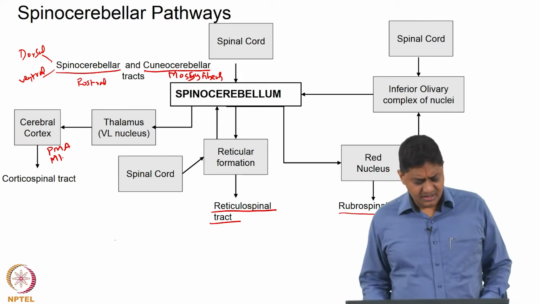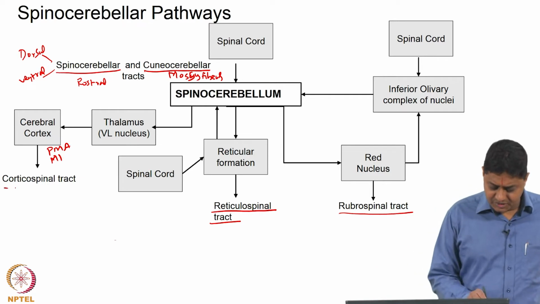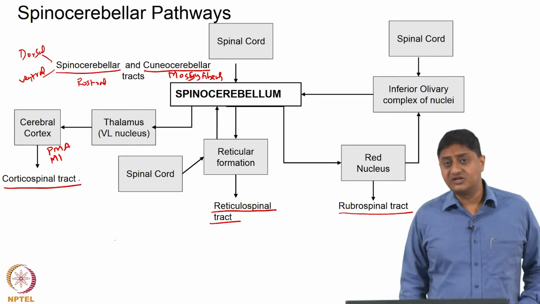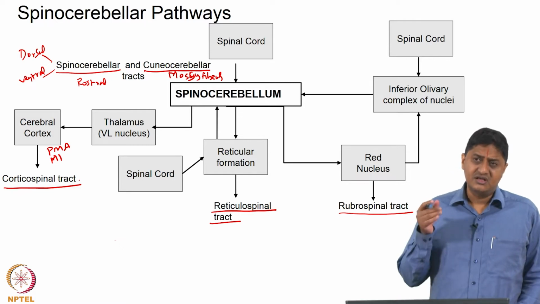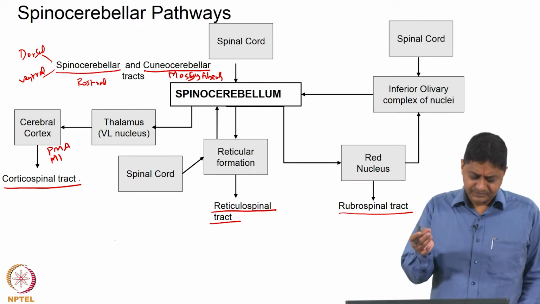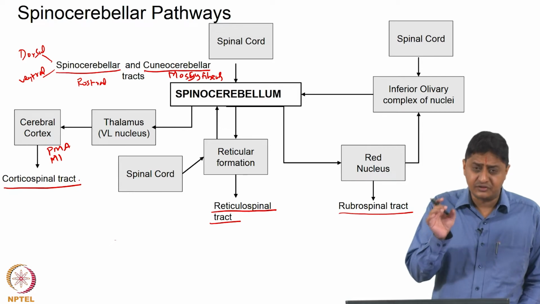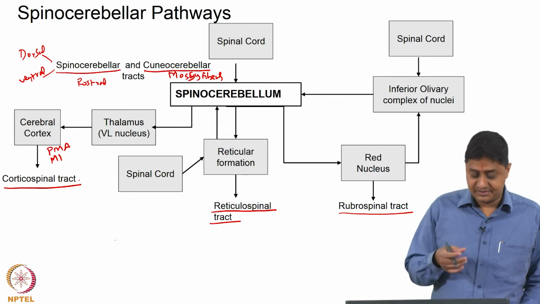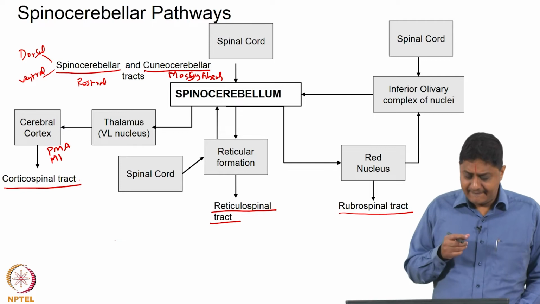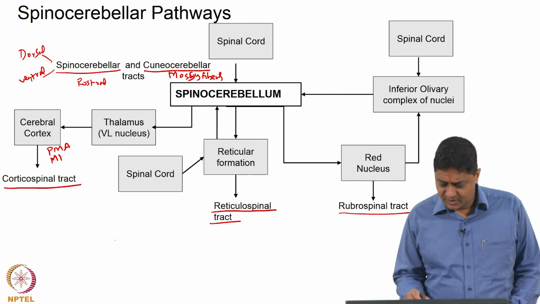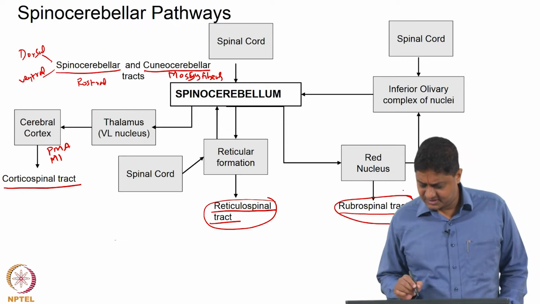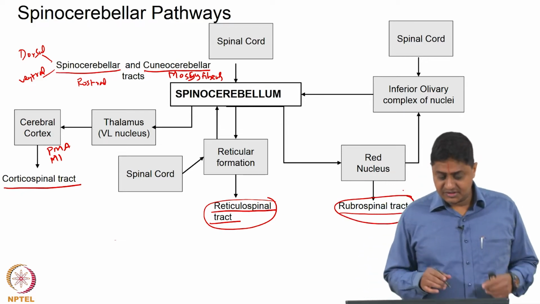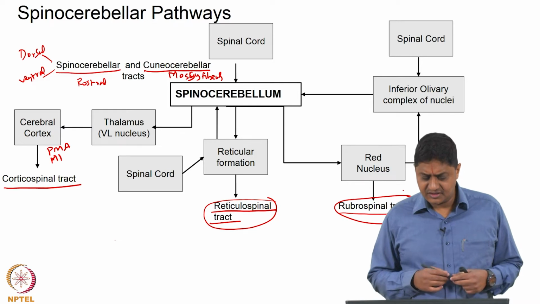A question is, if you are anyway going to project to the cerebral cortex and control via the corticospinal tract, that means if you are anyway going to perform more fine control or modulate more finely, why have these? Why have reticulospinal, rubrospinal, these? And also what is not shown, this is the case of the spinocerebellum.